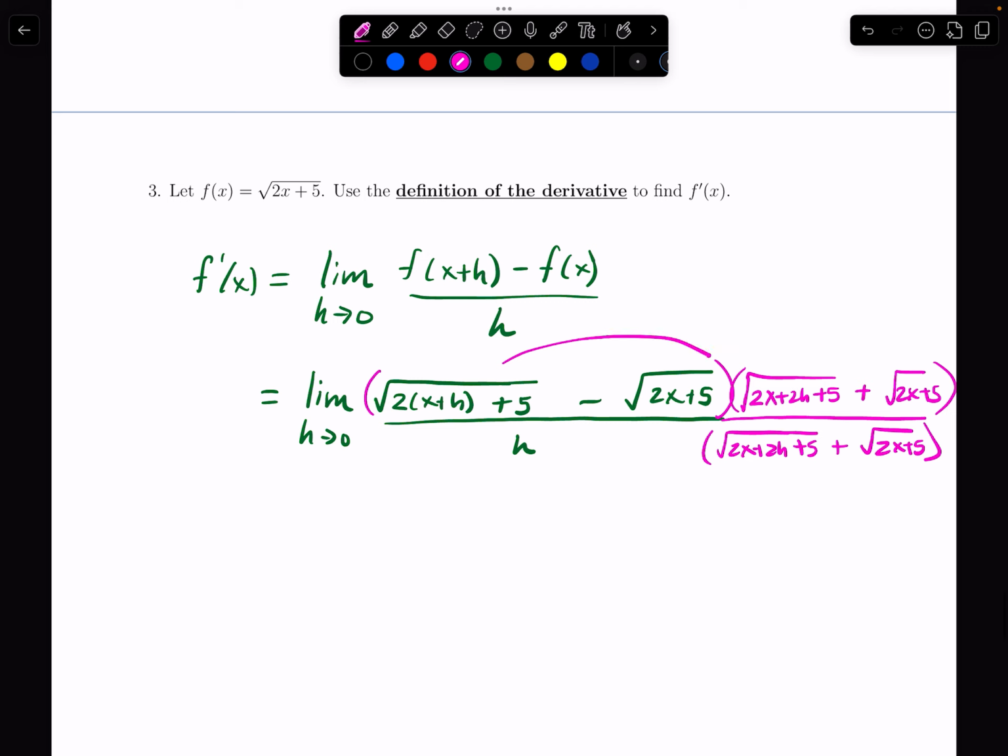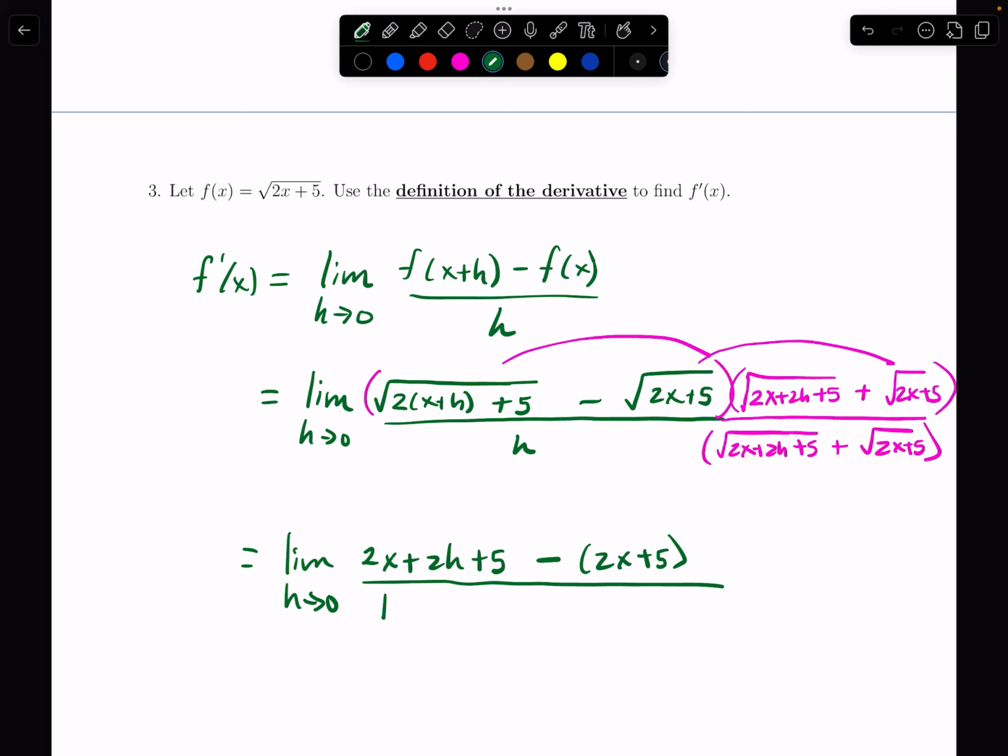So we multiply and we end up with that squared minus that squared. So now we have the limit as h goes to 0, 2x plus 2h plus 5 minus 2x plus 5, and all that's over h, and then this piece that we multiplied to the bottom, plus the square root of 2x plus 5. Now, if we distribute that negative and then combine like terms, they cancel, and you're left with 2h on top. That h cancels with that h, and we're left with 2 on top.